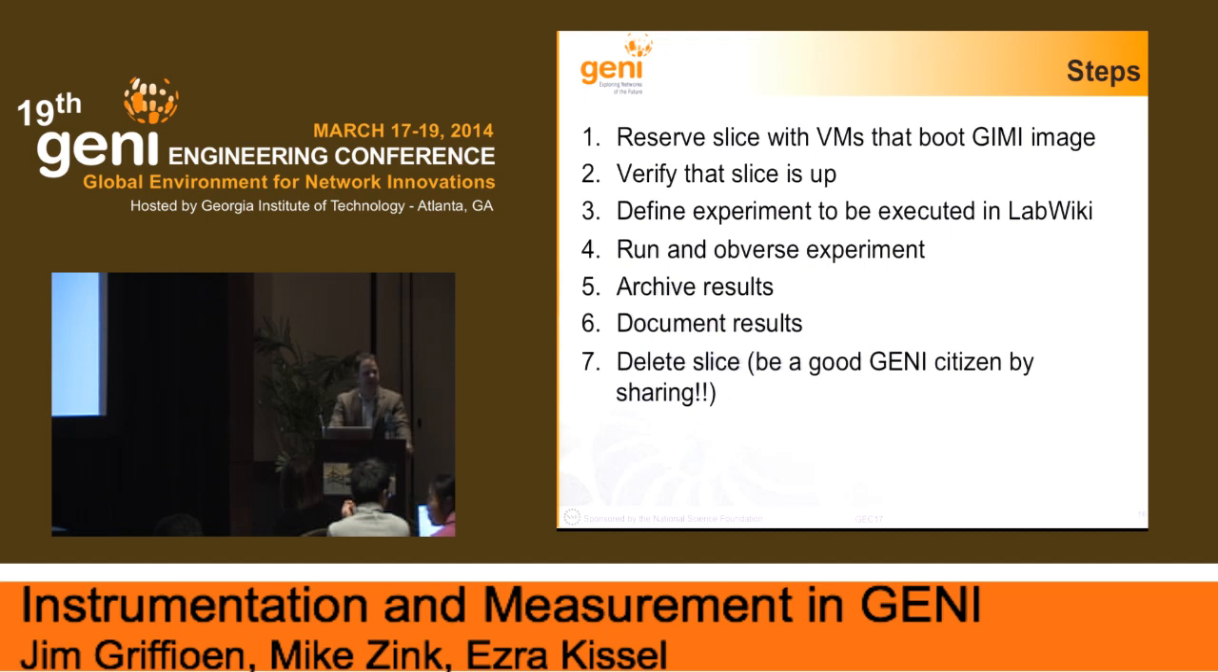So the steps you do to run an experiment is, you serve your slice with VMs that boot GIMI images. You verify that your slice is up. You define experiments to be executed in LabWiki. Run and observe the experiment. Archive results. You can document the results. This is always, again, if I take me, good to have some notes with it so I know next week what I've done there. And then when you're done, delete the slice, right?